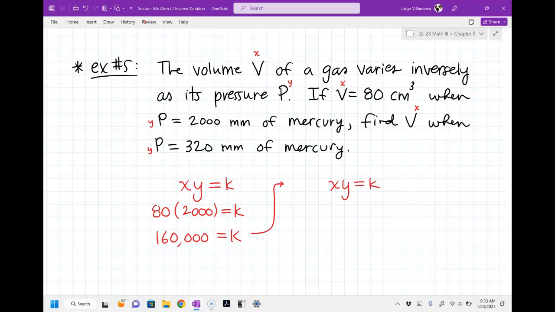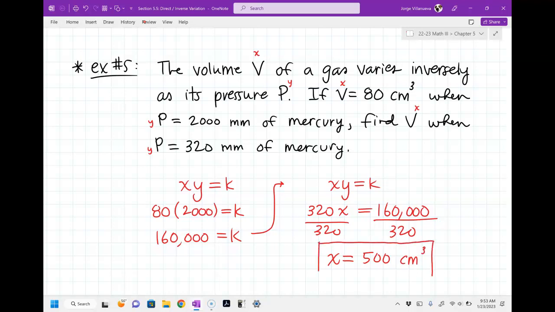All right, last part. Find V, in other words, find X, when P, which is Y, is 320 millimeters of mercury. So Y is 320. By the way, my K is 160,000 here. So 160,000 equals 320 X, because I have to find volume, but X is my volume. If I divide both sides by 320, X is, if I remember correctly, is that 500? So 500. Awesome. Now, remember, X represents my volume, and the volume units are in cubic centimeters, so I'm going to write cubic centimeters. And that's it. I'm done.